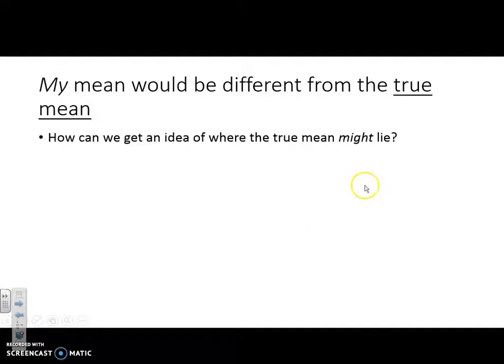So standard deviation is used to give you an idea of where the true mean of a population might actually lie. So without going out and measuring every single individual in the population, it gives you an idea of where that true mean might be.